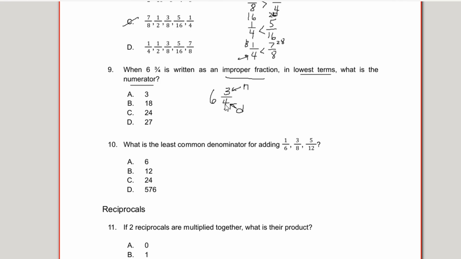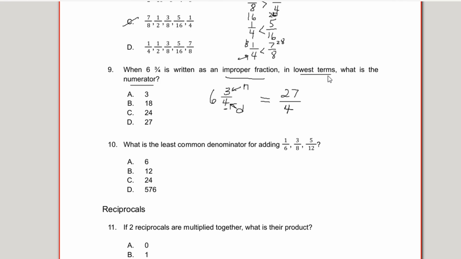And to do that, we take our denominator, the 4, multiply it by 6. 4 times 6 is 24. And then we add the 3. It gives us 27 over this original denominator. This is an improper fraction.